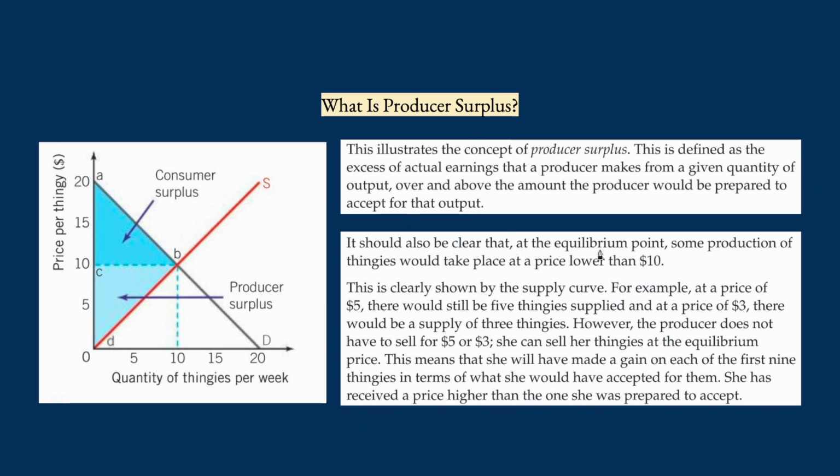It should also be clear that at this equilibrium point, remember this is the same graph as before for the quantity and price of thingies, some production of thingies would take place at a lower price than $10. See, while the equilibrium price for producers or suppliers is $10 for 10 thingies, obviously because of the supply curve going below this equilibrium point, this part here still includes the producers being able to produce the same quantity of goods but for a lower price as it goes down this y-axis, okay? So this is all shown by the supply curve, okay? So for example, at a price of $5, there would still be 5 thingies supplied, and at a price of $3, let's say here, there would still be 3 thingies supplied.